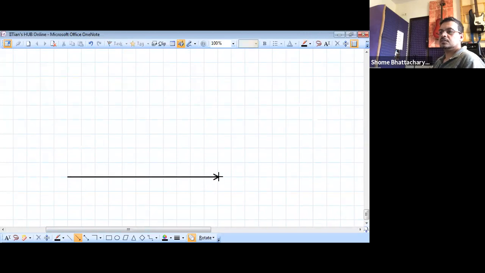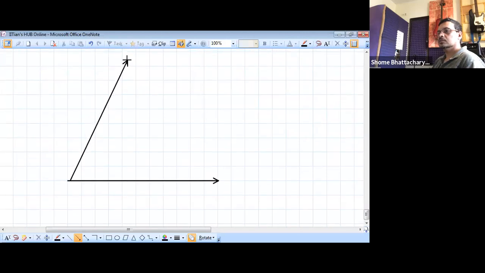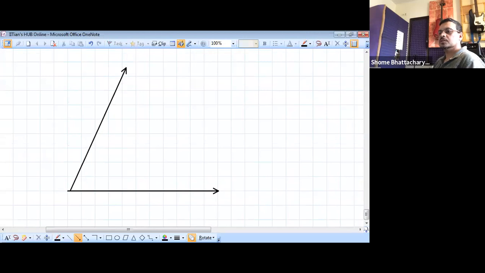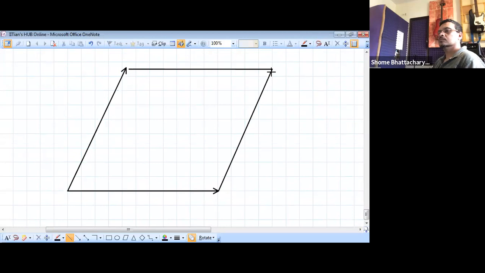So I'm just making a larger diagram to make this very evident. Something like this, let's say. Now let's talk about the magnitudes of A plus B and A minus B. How we'll prove that they are 2A cos theta by 2 and 2A sin theta by 2. So for that, we will have to use the fact that the diagonals bisect each other perpendicularly.